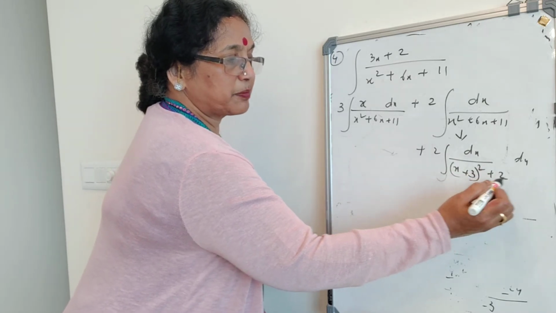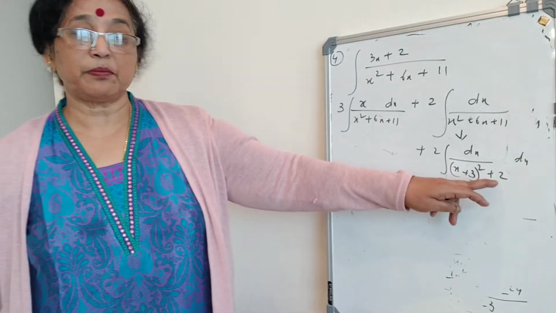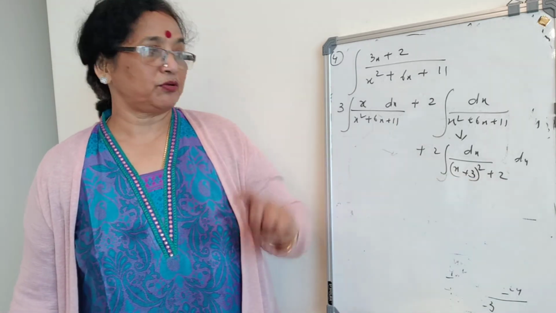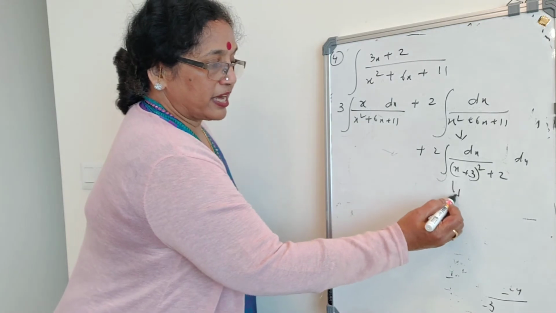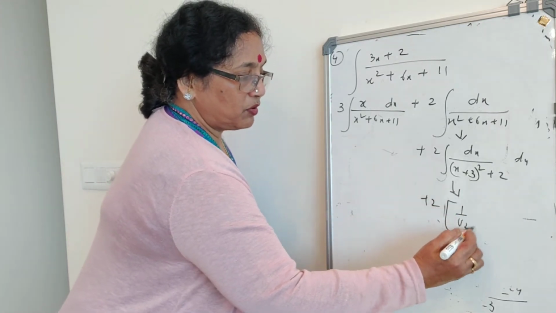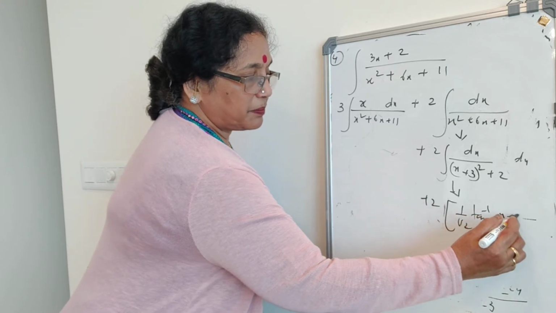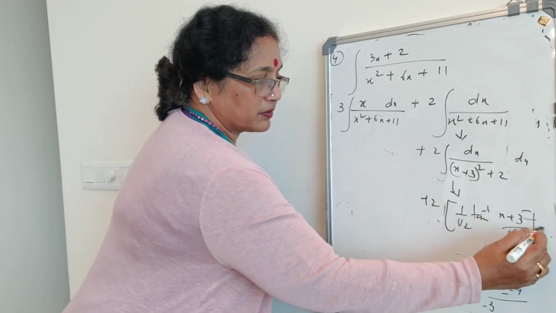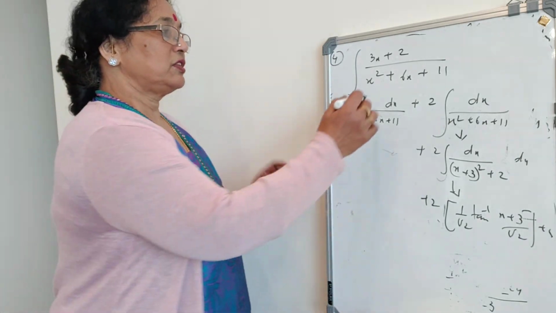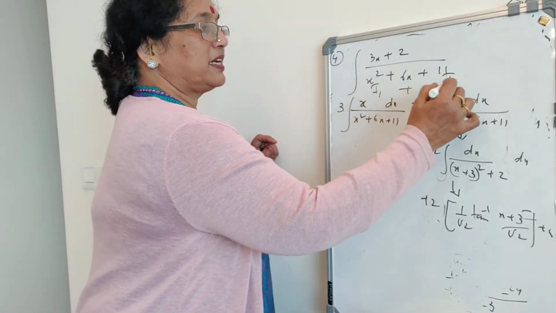This becomes 2 dx, just as in the previous example, so I'm not going to explain it again. This will become a perfect square plus. So this is 1 by root 2 tan inverse x plus 3 by root 2. So this one you directly know it's 1 by root 2 tan inverse the linear part by root 2. Now what about the first integral? This is my first integral, this is my second integral.